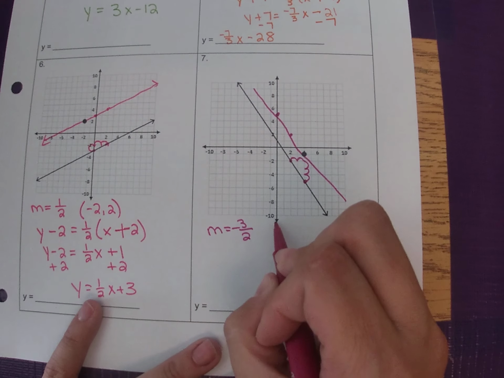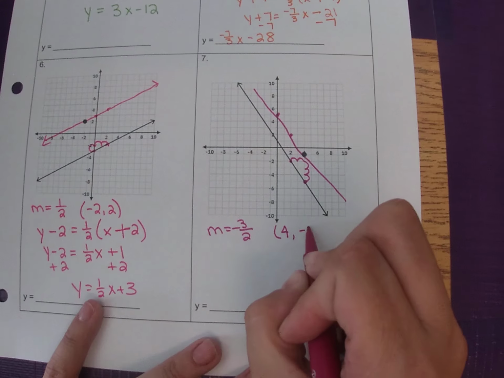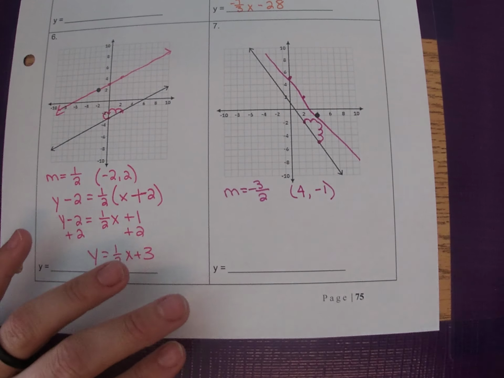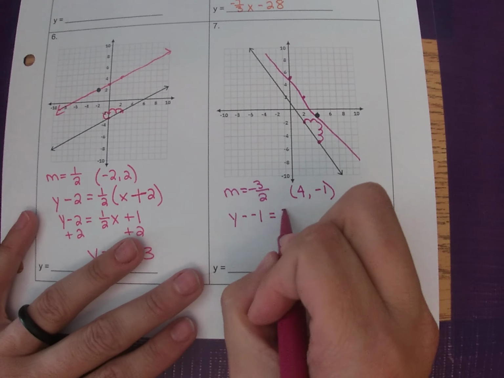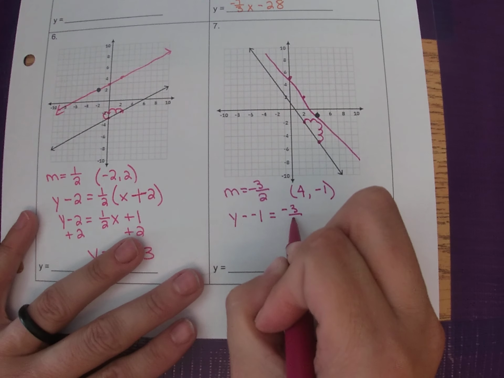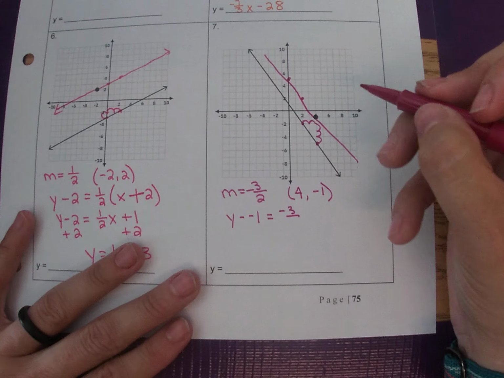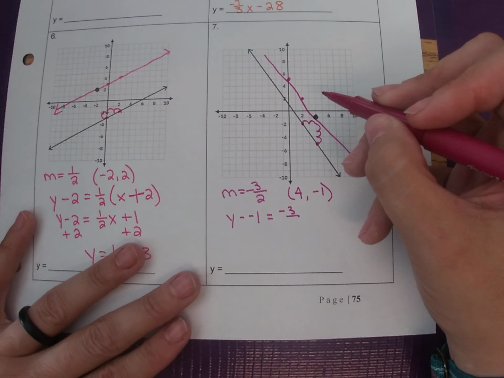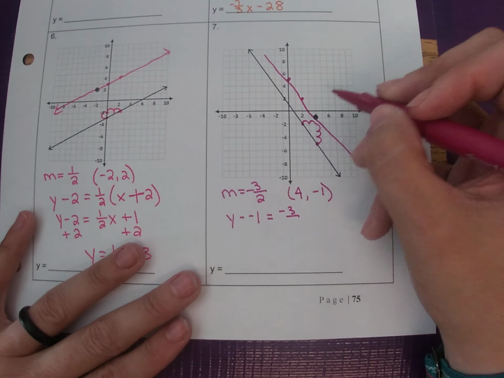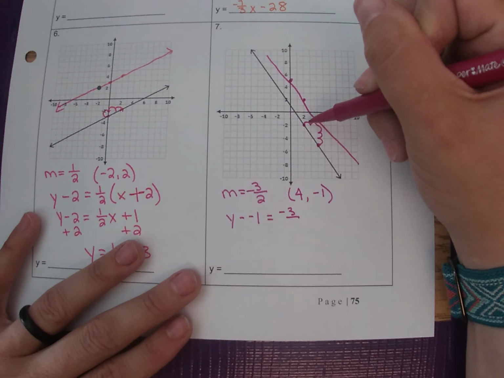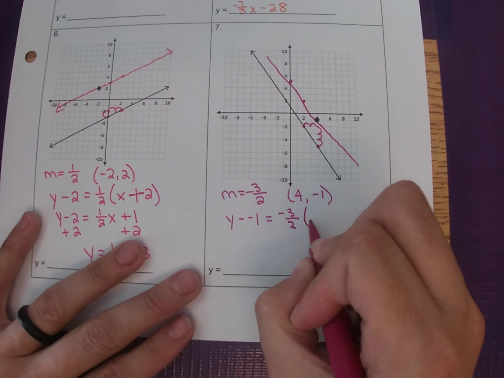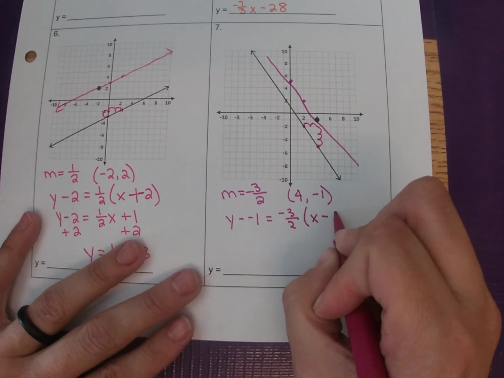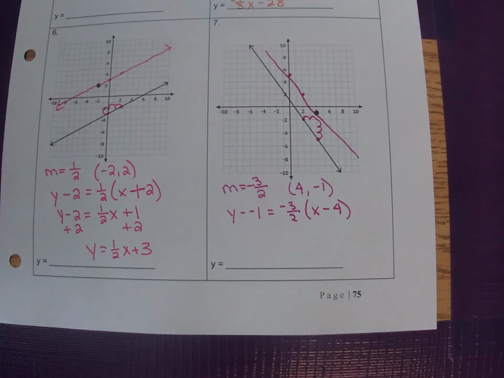Or I could name this point. It's the point 4, -1. So y minus -1 equals -3/2, times x minus 4. I'm making sure I'm naming that point correctly.